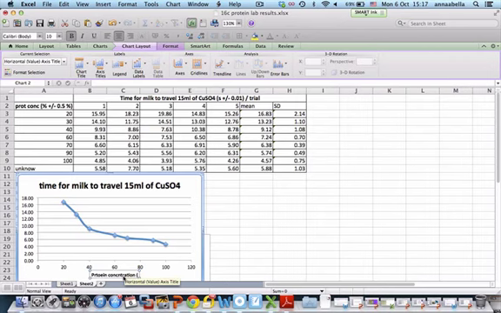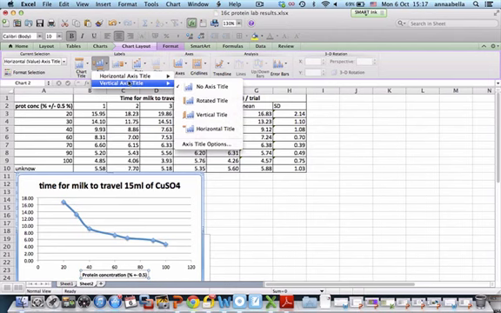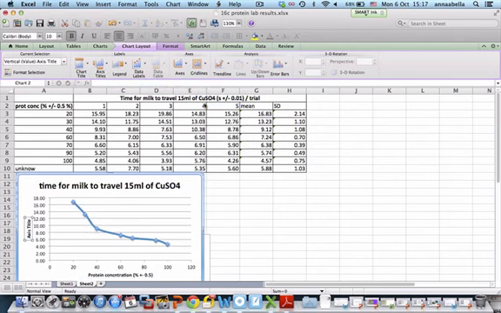And again, I have to say which units. That was in percentage, and what uncertainty. That was plus minus 0.5 due to the measuring cylinder that we use. Okay, and I need to change the vertical axis, and here we had time in seconds plus minus 0.01 because it was what the stopwatch gave. Okay.